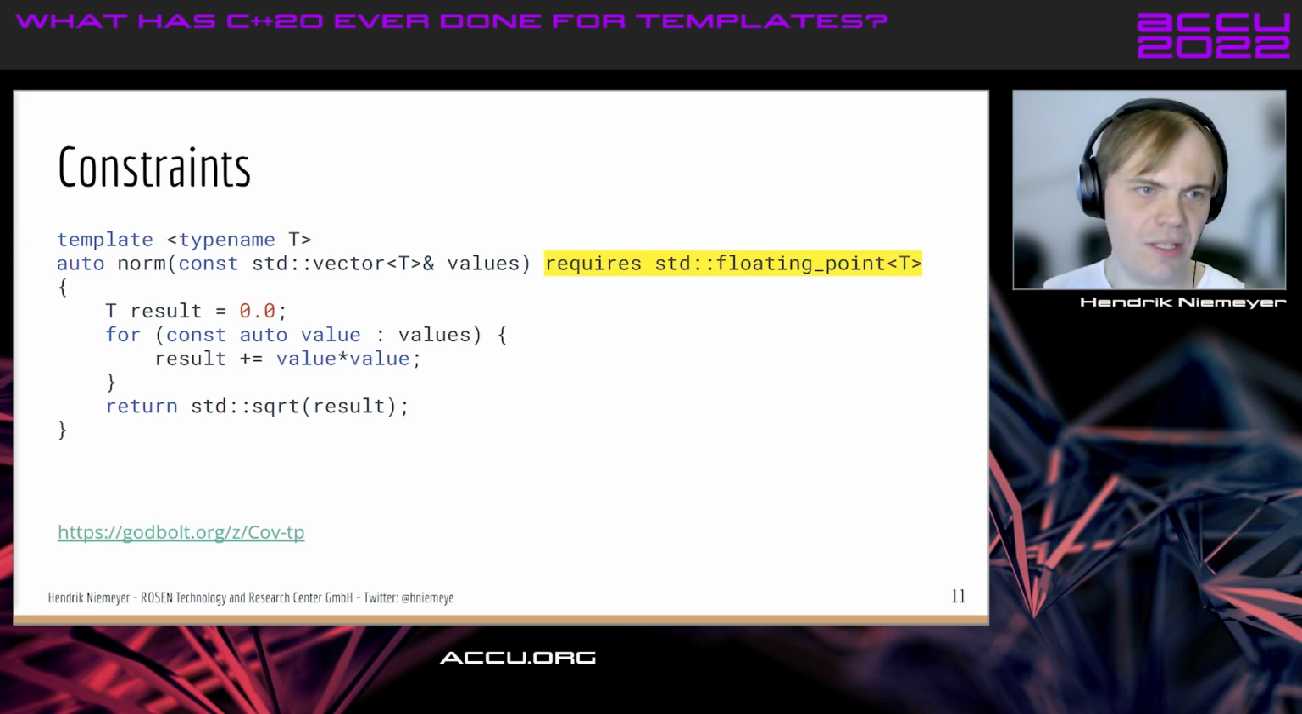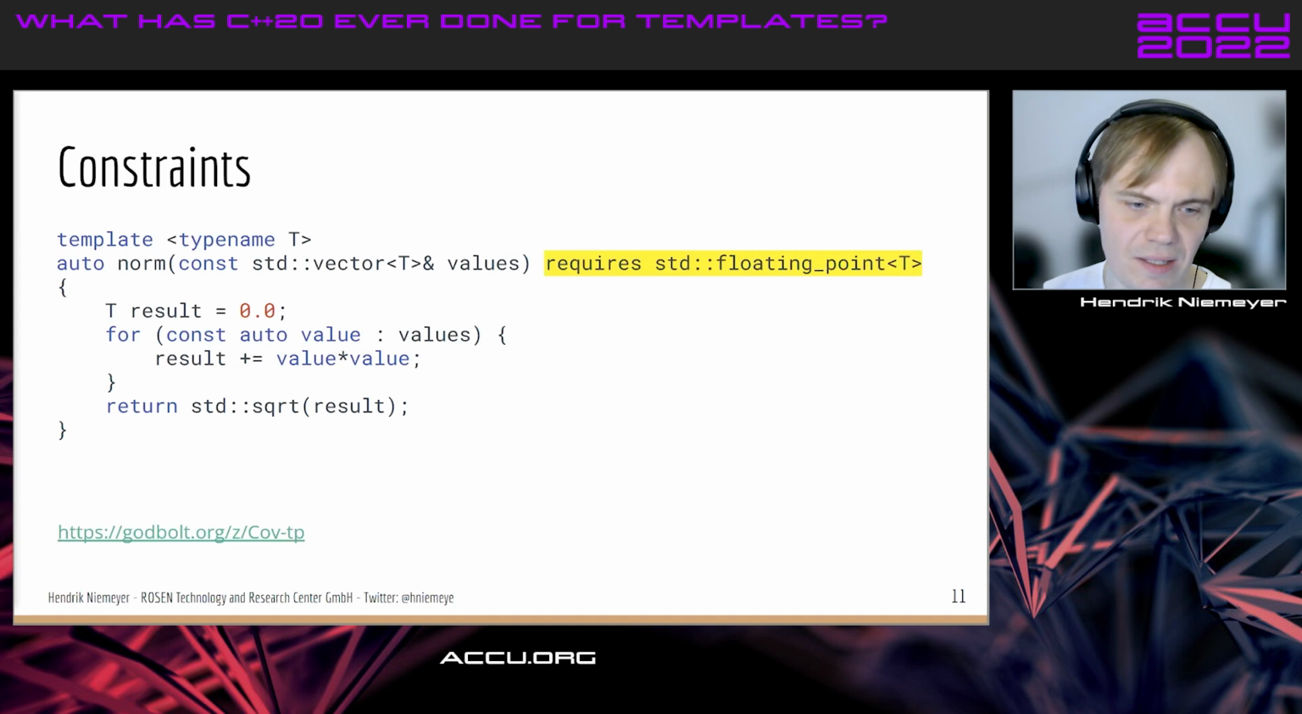So what this requires clause here will do is we have a norm function which takes a vector of type T and calculates something like a vector norm from linear algebra on it. And this only makes sense for floating point types like floats or doubles. So we put in here a type constraint which checks whether the type T is a floating point. This is the motivation for doing that.